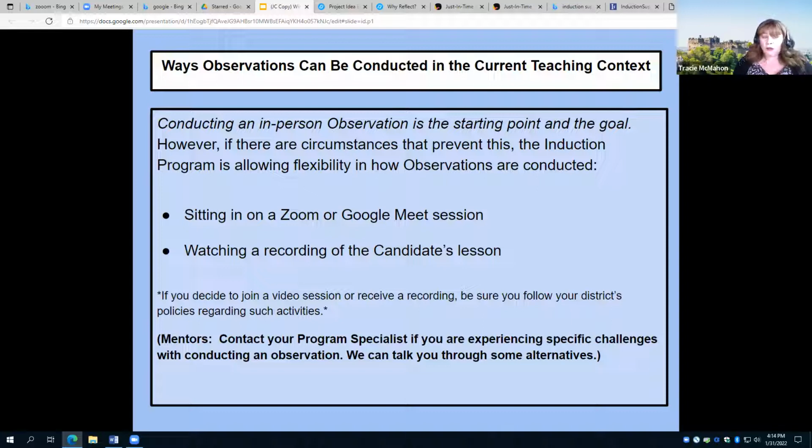Maybe you can sit in on a Zoom if that's easier. Maybe if your district allows, you might be able to get a recording of the lesson. If you can't do any of those things and you're really at a loss, just reach out to your program specialist and we'll try to figure something out. But these are the 2 most common alternatives that we give. Okay.